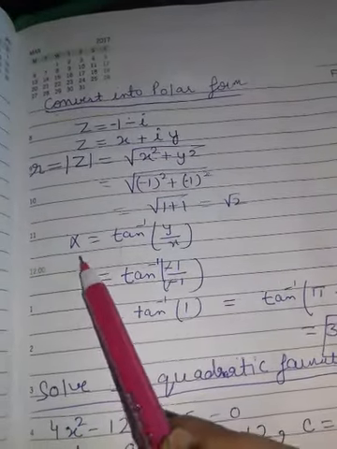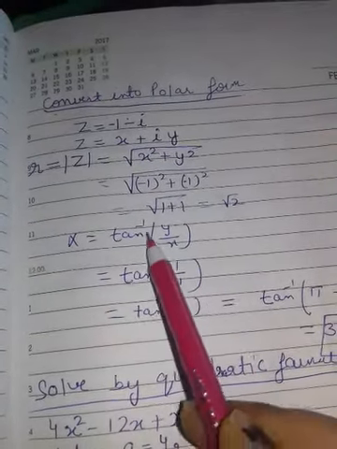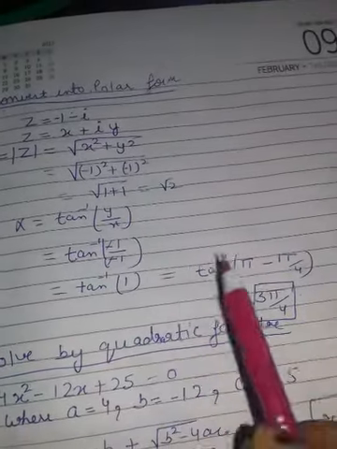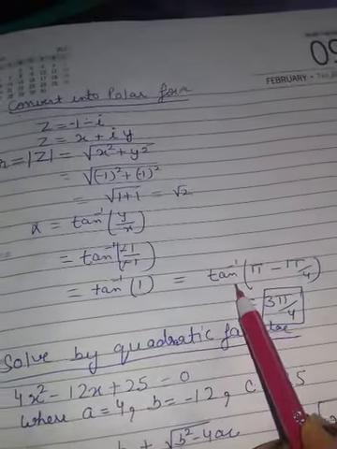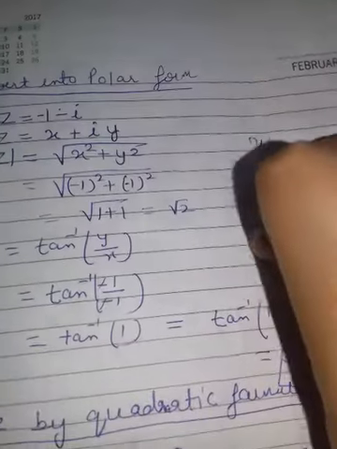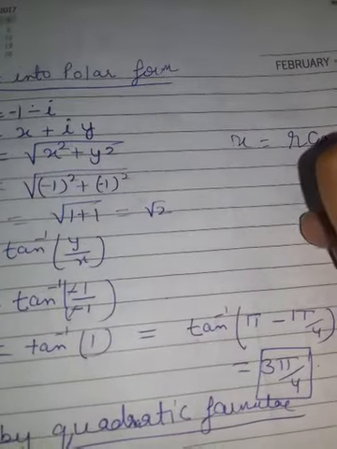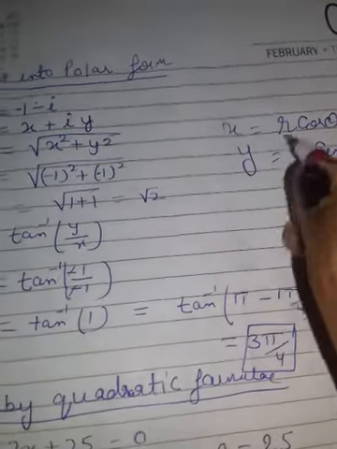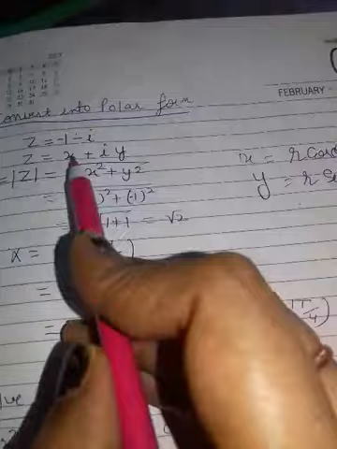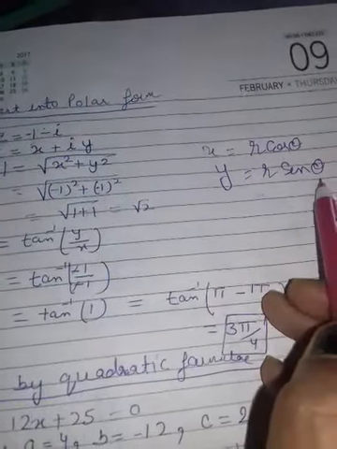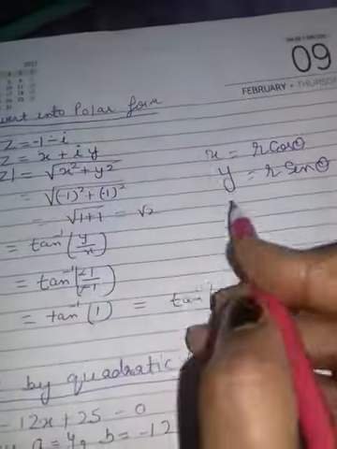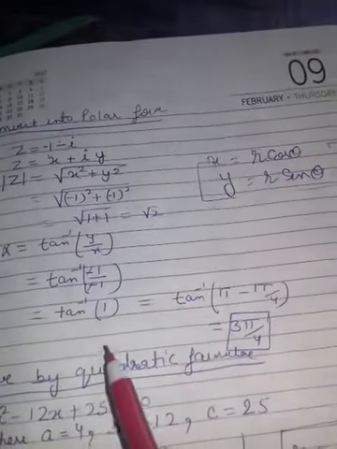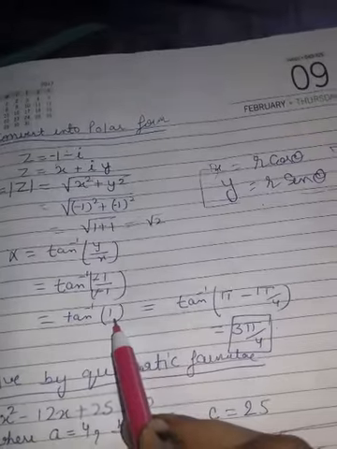For argument, the process is totally the same. So tan inverse of minus 1 upon minus 1, tan inverse 1. But one thing more, here x is equal to r cos theta and y is equal to r sin theta. It means your cos is also negative and your sin is also negative. Remember this for polar form. Both are negative here, but tan is positive here.